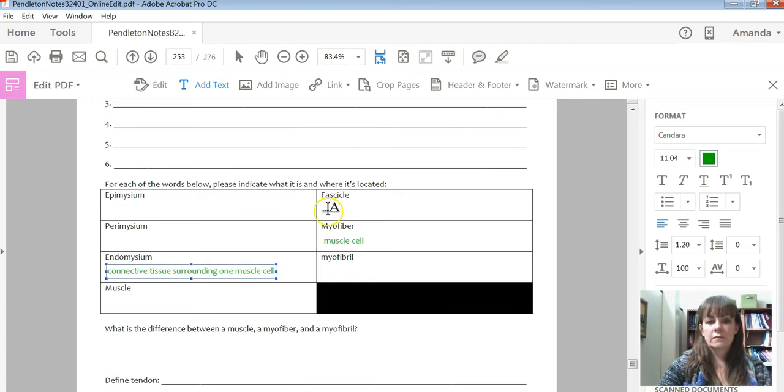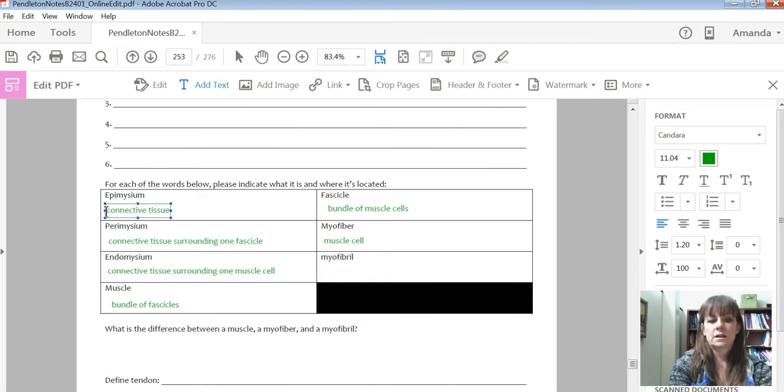A fascicle is a bundle of muscle cells. And the perimysium is the connective tissue surrounding one fascicle. And finally, to get to the muscle level, we have a bundle of fascicles. And the epimysium is the connective tissue surrounding the entire muscle.